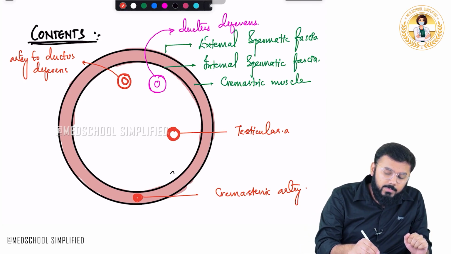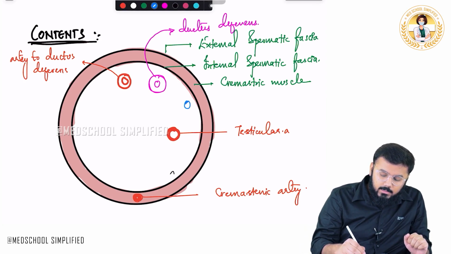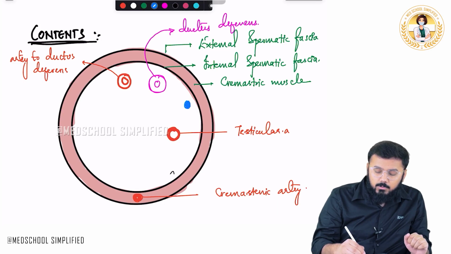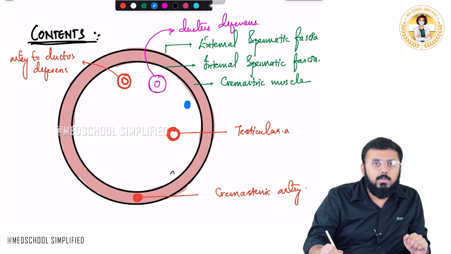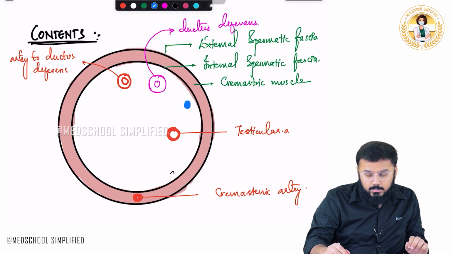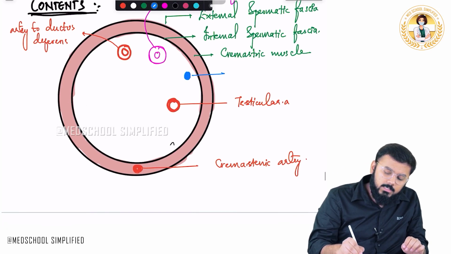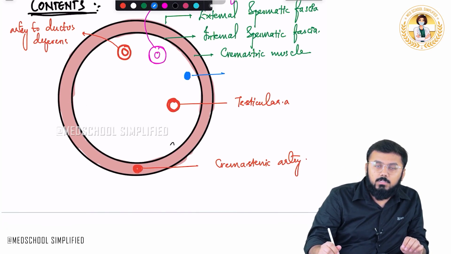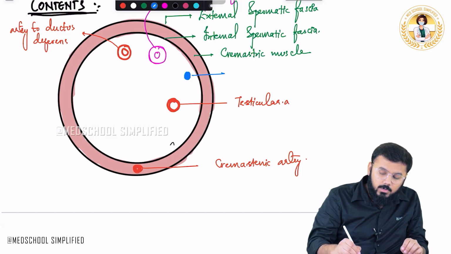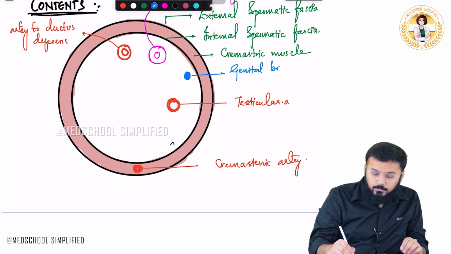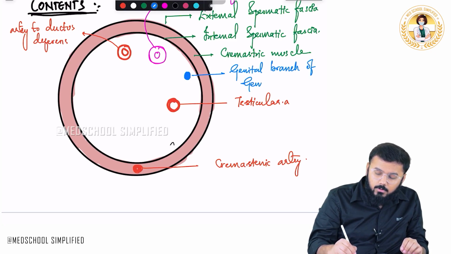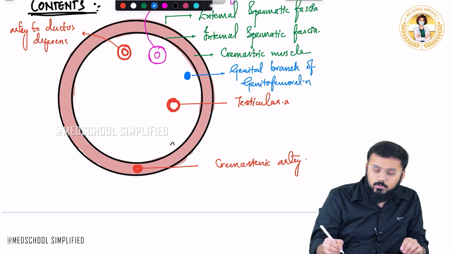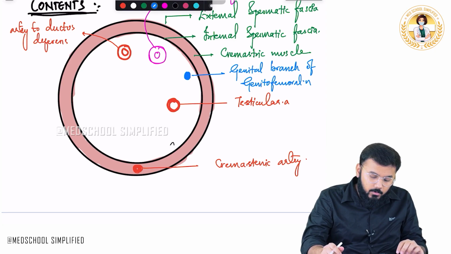Now after this ductus deferens, where are the nerves? You told me that the spermatic cord contains arteries, veins, ducts and all of these things, right? So where are the nerves? This is the nerve over here. What is this nerve? This is the genital branch of the genitofemoral nerve.